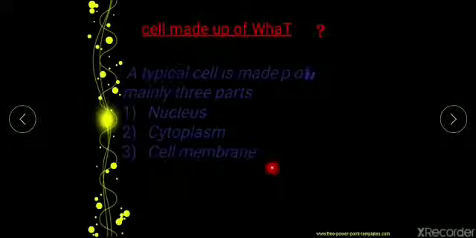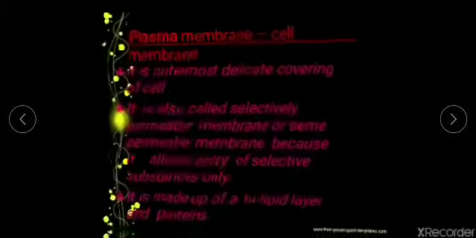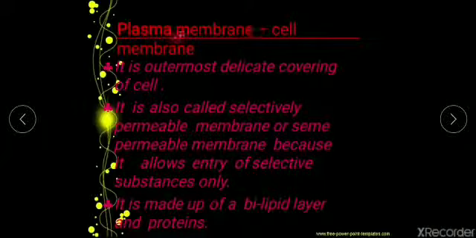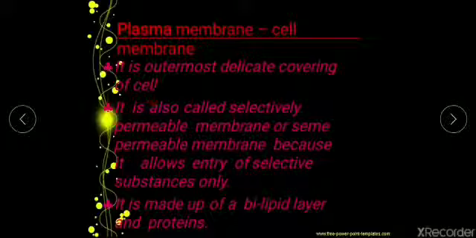Then after that we have the cell membrane. Cell membrane is the outermost covering in case of animal cells, and in case of plant cell it is the second outermost covering. Now what do I mean by this? You can see plasma membrane, that is also called cell membrane. It is the outermost delicate covering in case of a cell. In animal cell, it is the outermost covering. In plant cell, we have the first covering, the cell wall, which is quite hard, rigid and protective in nature, and just below that we have the cell membrane.